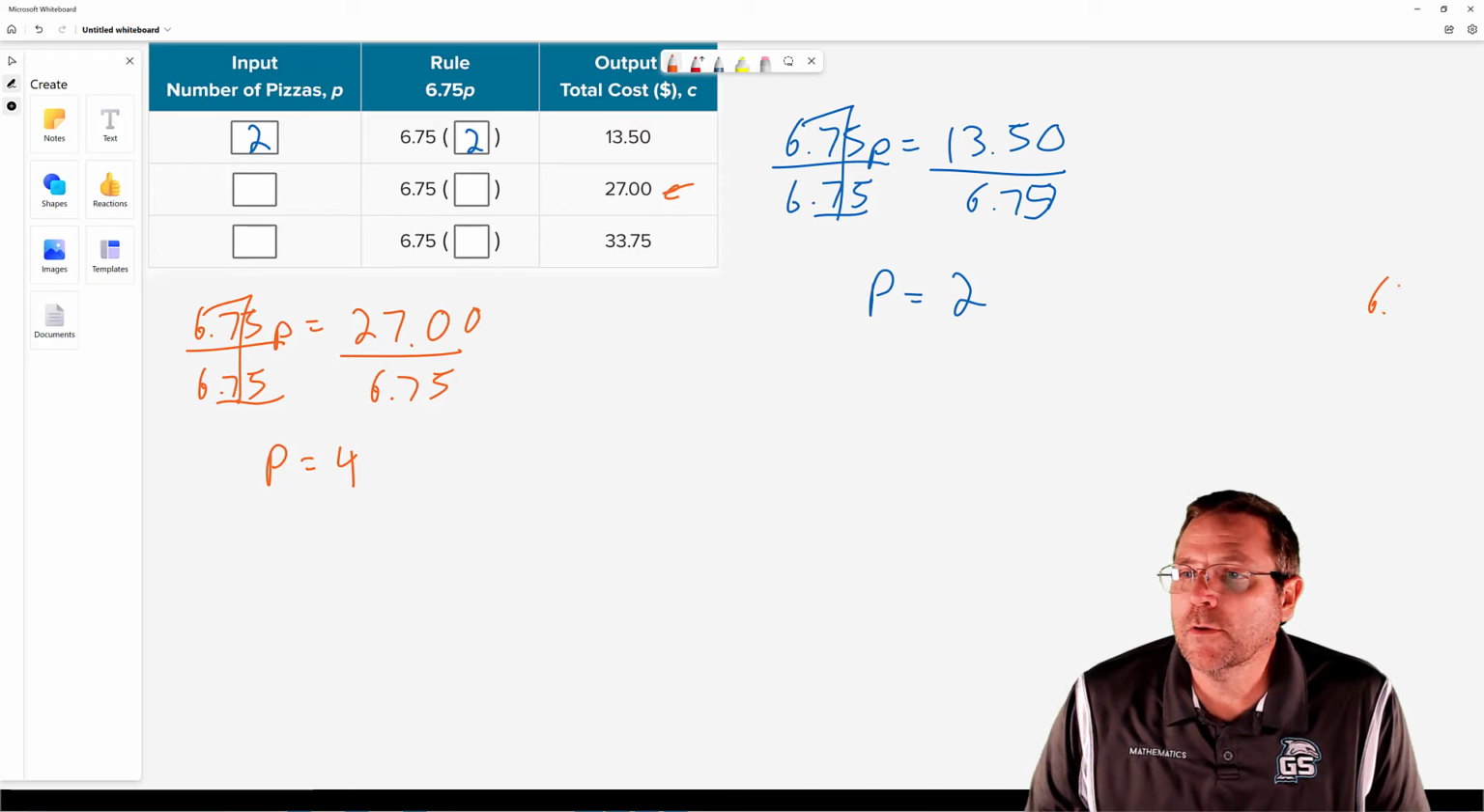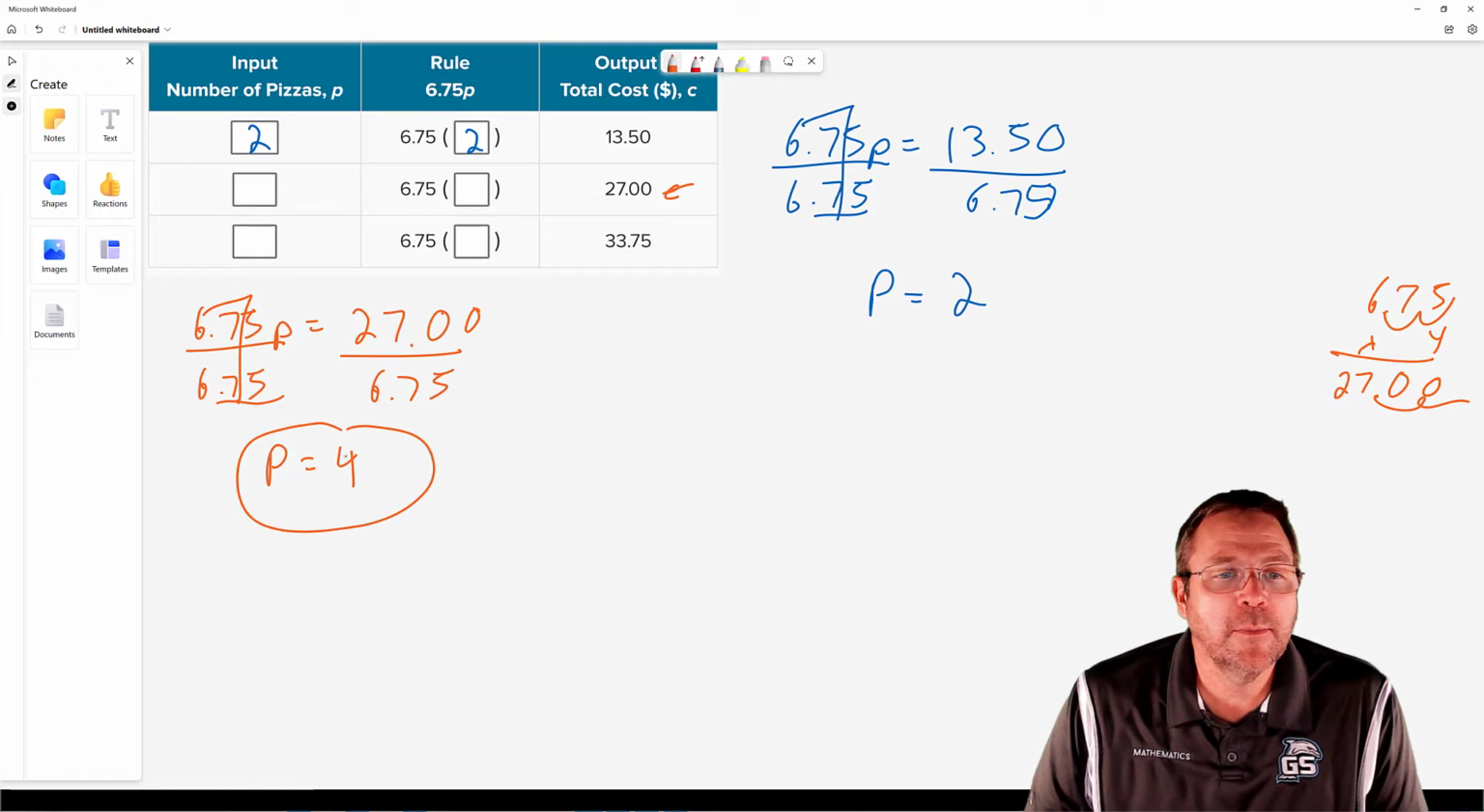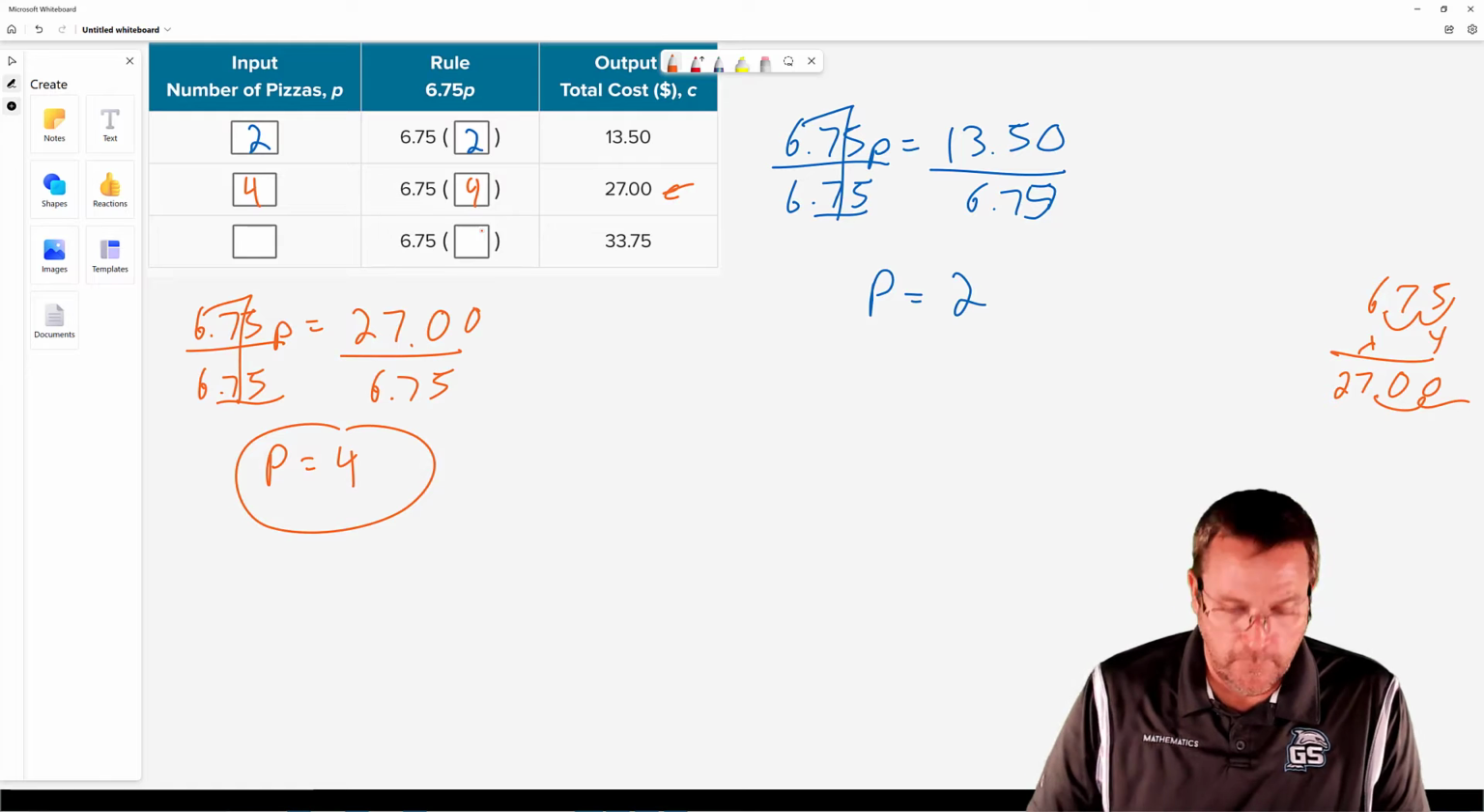So I'm going to take the 6.75 times 4. 4 times 5 is 20, 4 times 7 is 28, plus 2 is 30, 4 times 6 is going to be 24, plus 3 is going to be the same, 27. So yes indeed, it is going to be 4 pizzas for that one. Put in my 4 and my 4.